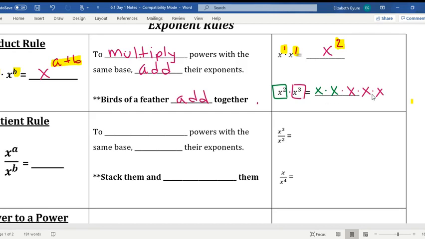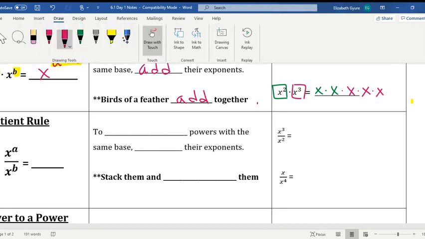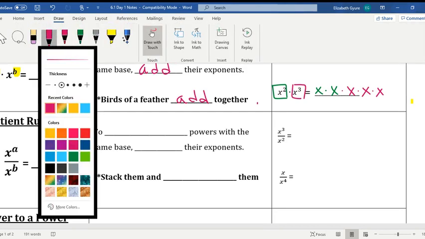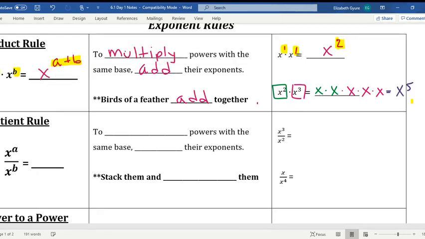So if I write them all out, I end up with 5 x's. So if I combine these, I am going to have x to the fifth, because 2 plus 3 is 5. Okay, so you're just adding them. Again, because if you wrote them all out, that's how many you would have.